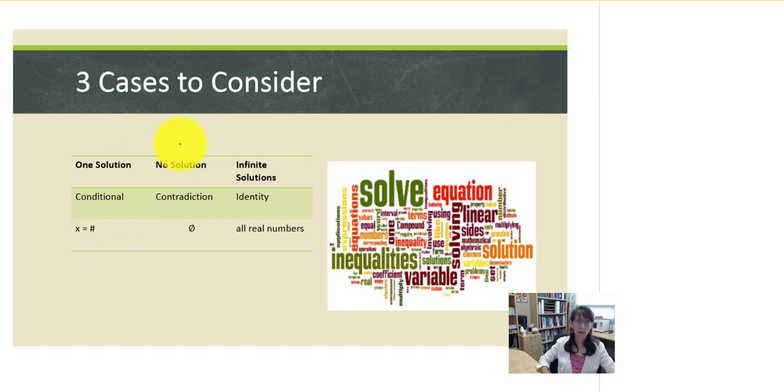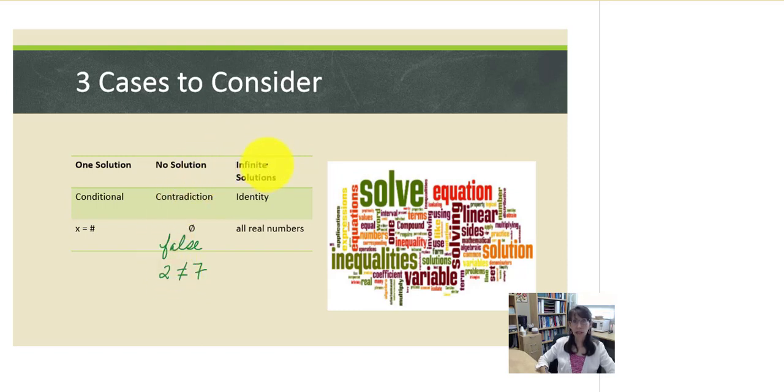Another case where there's no solution at all is called a contradiction, and we'll end up with some statement that is false, something like 2 equals 7. Well, we know 2 does not equal 7, so if we end up with something like that today, we just know that that means there is no solution to that equation.